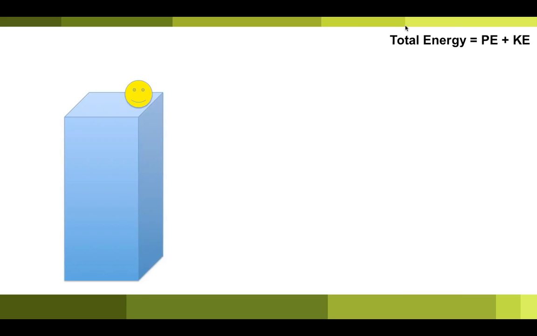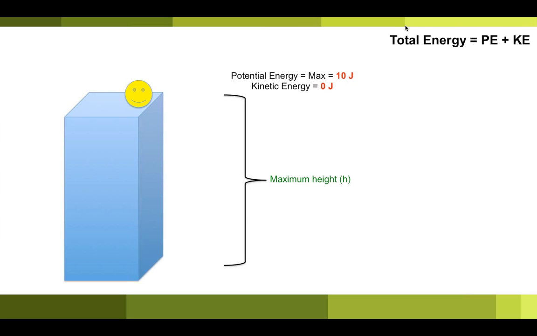So let's look at this little smiley face. He's standing on top of a cliff, and he's happy up there. That's why he's smiling. And let's say we did a few calculations, and we found out that he had a potential energy of 10 joules while he's on top of that cliff. And he has 0 kinetic energy, because he's not moving. He's just sitting still. So his total energy is his potential energy plus his kinetic energy, so his total energy is 10 joules.